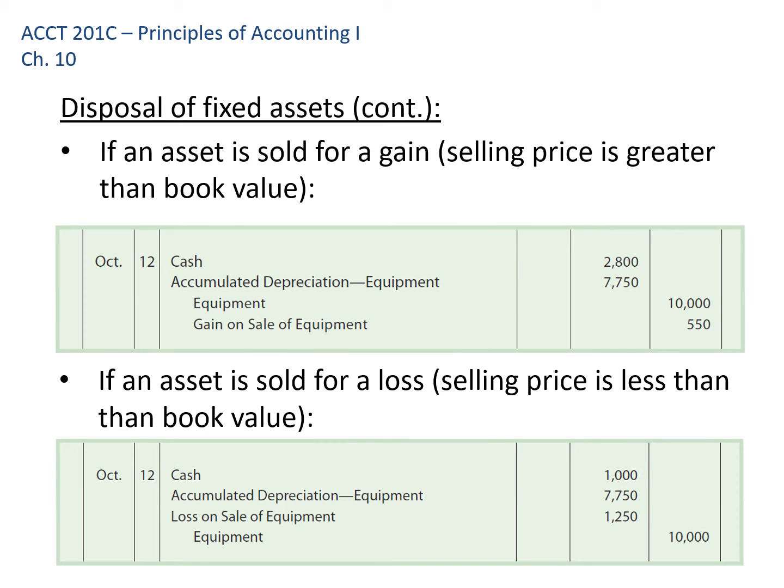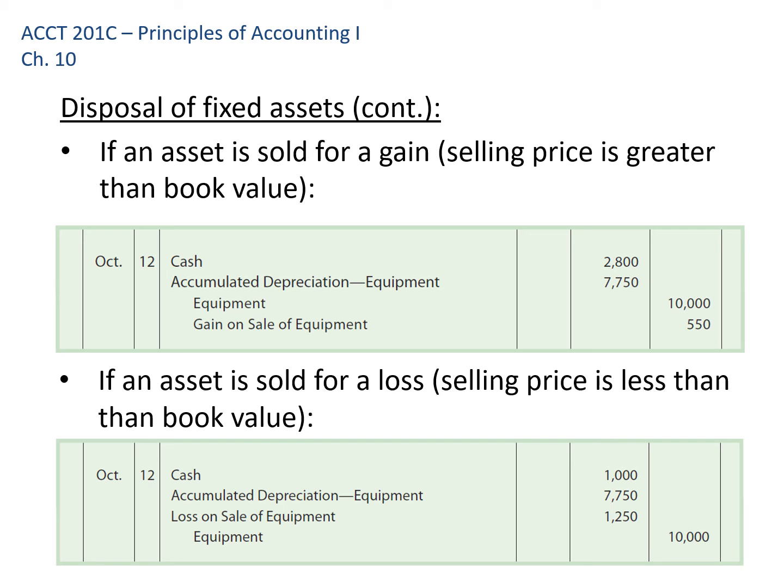So if we sell it for more than book value, say we get $2,800 for it, we'll record the receipt of $2,800 of cash. We'll wipe out the accumulated depreciation, which again is normally a credit balance, so it takes a debit to get rid of it. We'll credit equipment for our original cost, and in this case we have a credit left over to balance the entry, so we have gain on sale of equipment of $550. That $550 is the difference between the book value of $2,250, if I remember correctly, and the amount of cash we received of $2,800. Proceeds minus book value equal gain or loss.